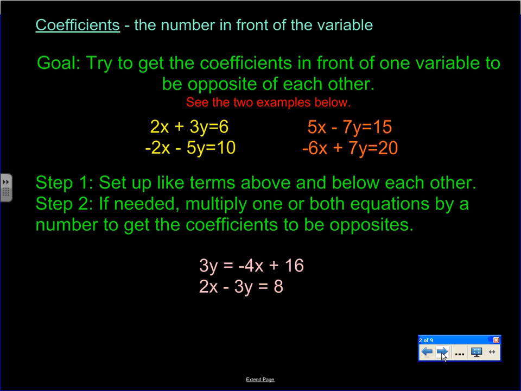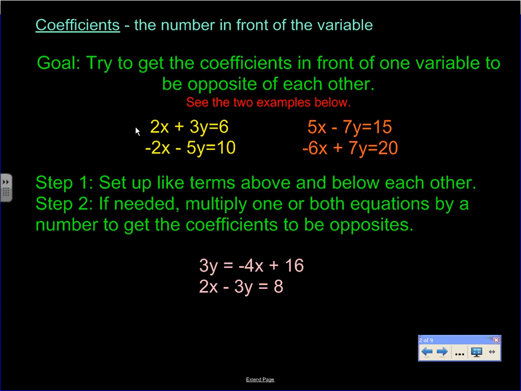A linear system of equations is kind of like these two equations here. If you have those two equations graphed on a line, in order to solve those, you have to find out where those two lines are going to intersect, where those two lines are going to cross. And that's what we're going to show you how to do today.